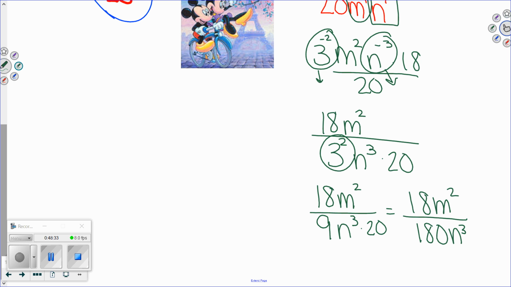Am I done? 18 over 180, does that simplify? To what? It'd be 1/10. So that becomes 1/10. If I simplify this to 1/10, and then I have an m squared on top and an n to the 3rd on the bottom. Do I need the 1 on top? No. If you have it, fine. I don't need it, though.